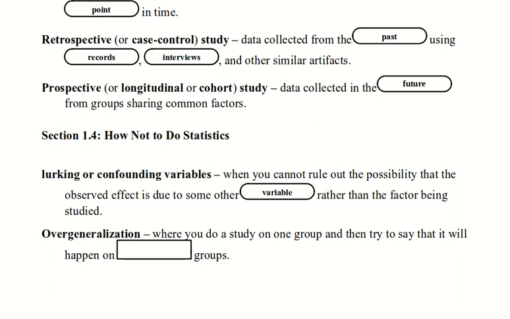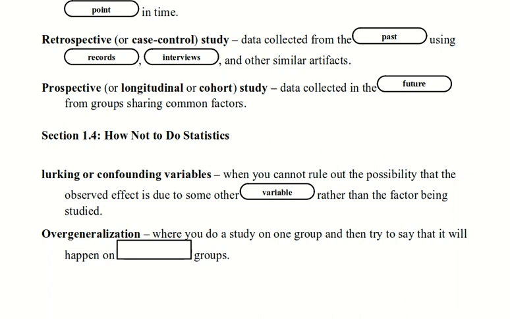So a lurking or a confounding variable is a way of basically saying that unless you perform an experiment, you cannot say that just because things are correlated, one causes the other.